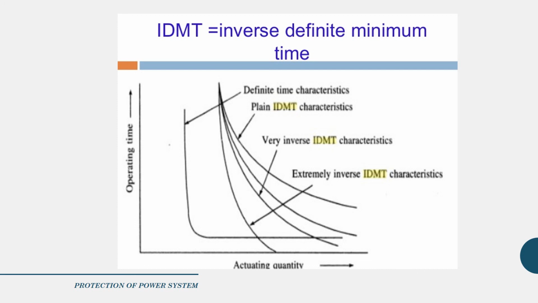The characteristics of inverse definite minimum time relay. Inverse time relay is classified into plain inverse, very inverse and extremely inverse. The difference between plain, very inverse and extremely inverse is that the time of operation is rapid in the case of extremely inverse, and in plain IDMT it is very normal.